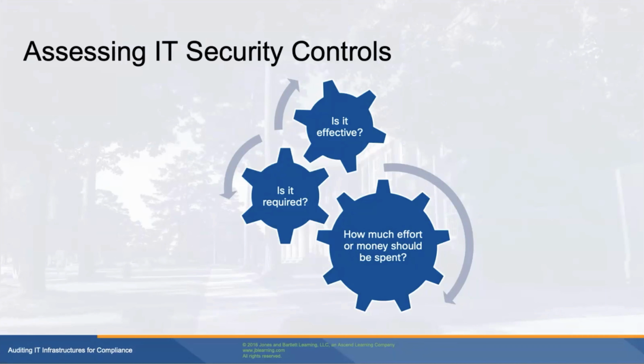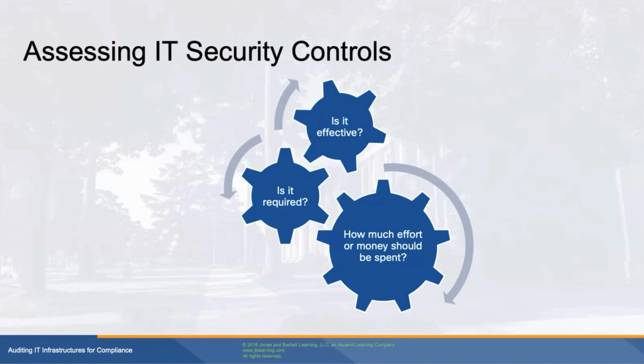Remember, controls have an impact on your company. Operational impacts, user impact. There's all these different impacts. When you put a control in place, it makes doing business more difficult. But we say, well, it's worth it because of the security that we get from the control. If the control is not effective, then take it out. That's the question: is it required? There's a cost with doing all of these things, these controls. If it is required, how much effort and money should be spent?